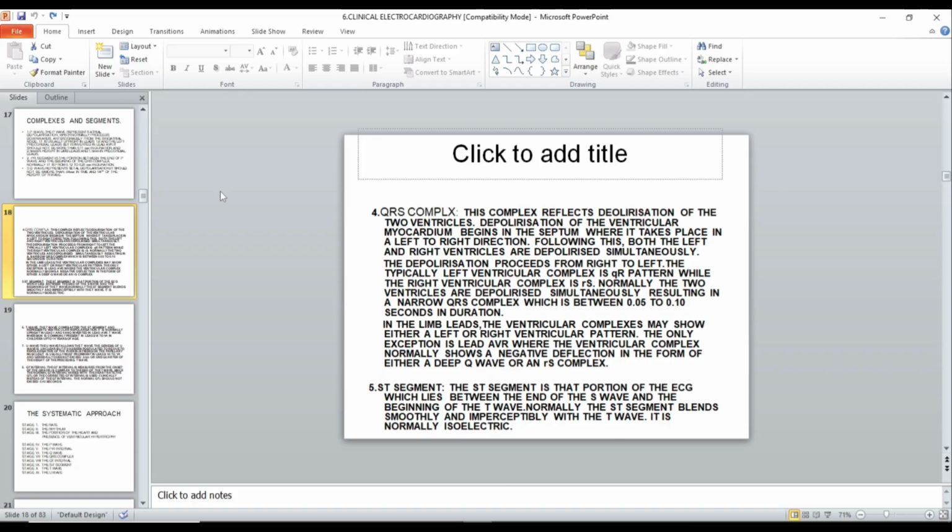The QRS complex is due to depolarization of the ventricles. Both the ventricles are depolarized simultaneously and its timing should not be more than 0.1 second. The ST segment is that portion of the ECG which lies between the end of the S wave and the beginning of the T wave. The ST segment blends smoothly with the T wave and is normally isoelectric.